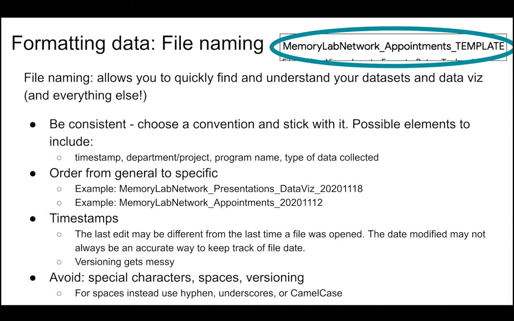I want to talk about timestamps because I personally think they're way more useful than versioning or relying on the date modified sort feature. Using a timestamp that follows year, month, day, and even an hour and minute if necessary is a much cleaner way of keeping track of versions than adding something like final or final, or really, this is the final file name. And avoid all special characters or spaces that may cause the file to corrupt over time. Instead, use hyphens, underscores, or camel case capitalizations.